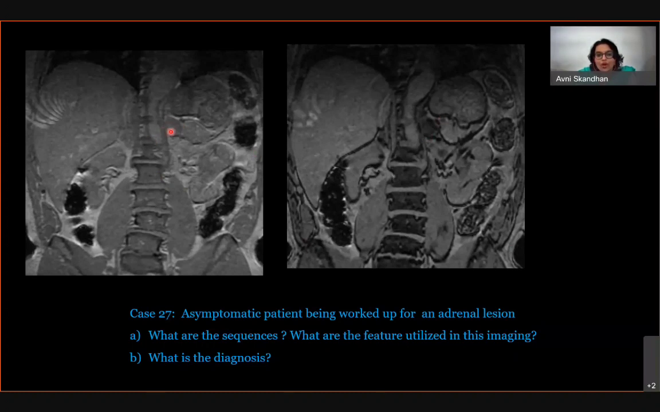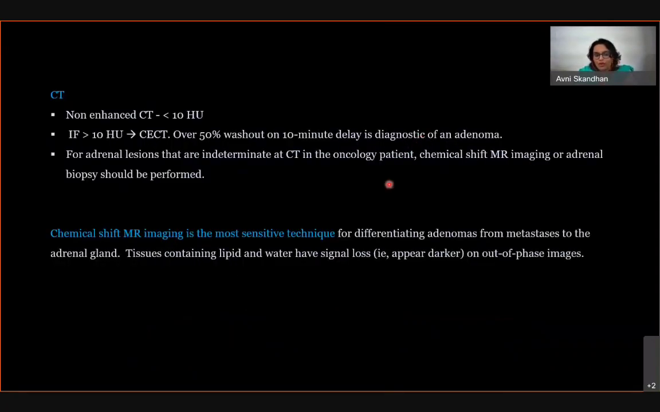So when you're seeing this has dropped signal here, it means there's a chemical shift artifact which has occurred here. This is suggesting that there is fat within it. So this is an adenoma, an adrenal adenoma, if you're seeing this drop in the signal. So that is favoring it. Again, I'm not describing it further.